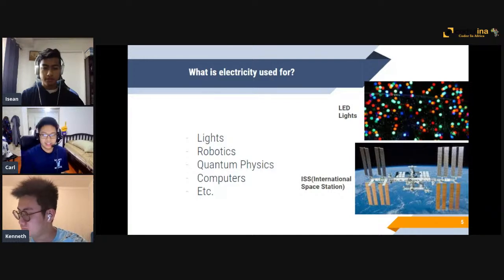On the right, you can see an example of electricity in use. One of them is different colored LEDs, creating a colorful background, or it could be used on a TV screen if the LEDs are small enough. On the bottom right, there's the ISS, also known as the International Space Station. It has been orbiting the Earth since 1988 and has been getting electricity to power it from a massive array of solar panels on each side.